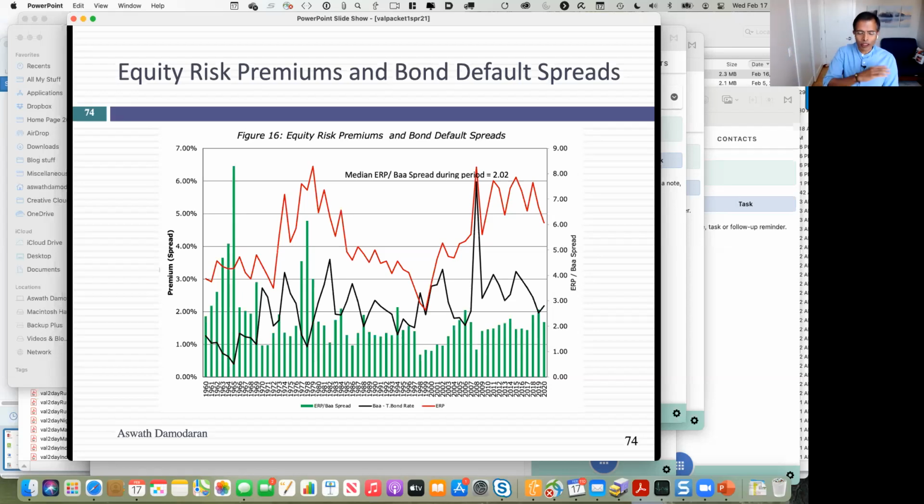If you look at the history over the last 60 years, the equity risk premium has roughly been 2 times the default spread on a Baa rated bond, an investment grade bond. So if you were earning a 2.5% default spread in a bond, if you believe history, your equity risk premium should be 5%. You see how this can be a basis for allocation?